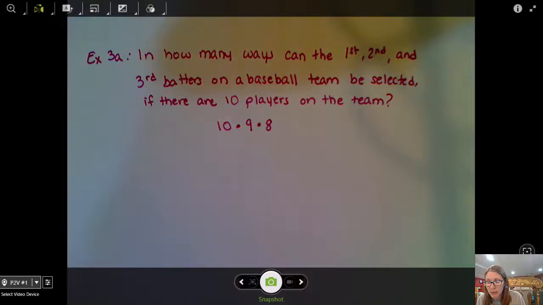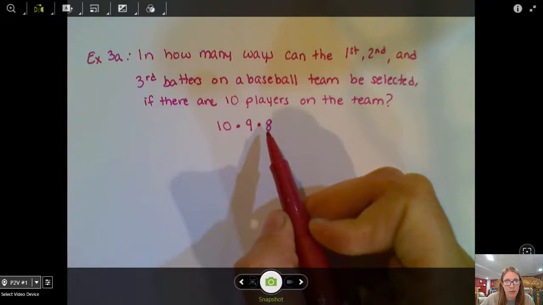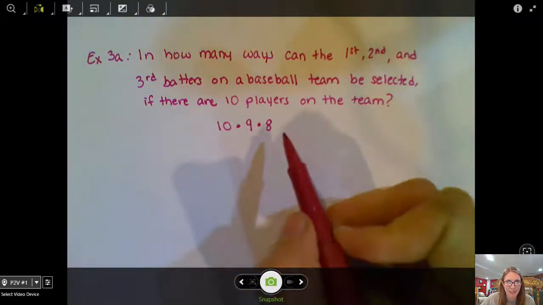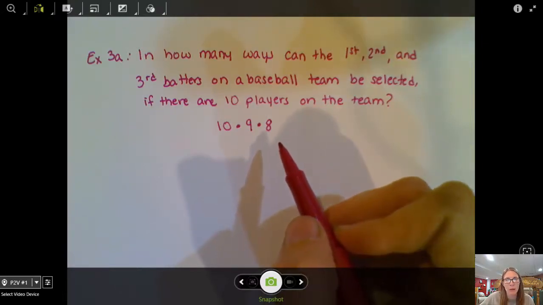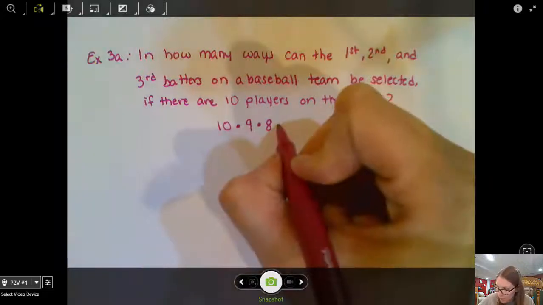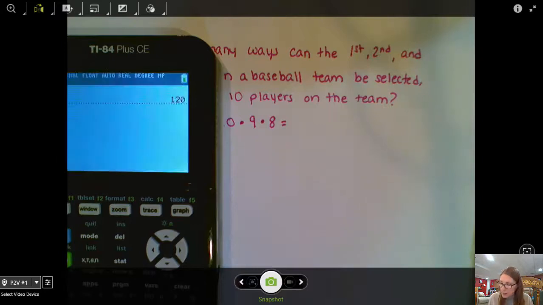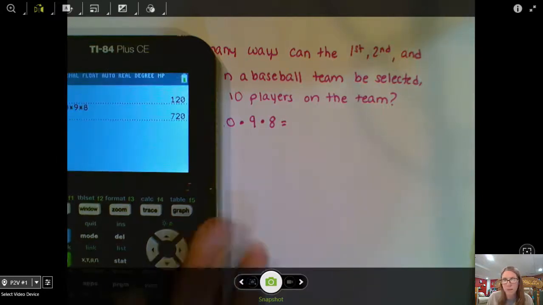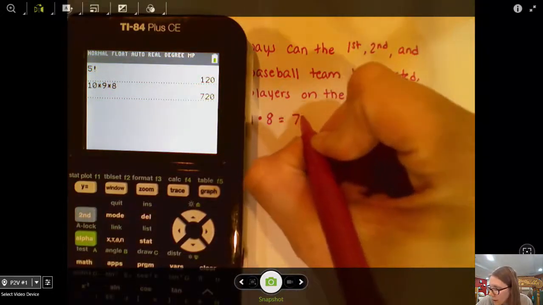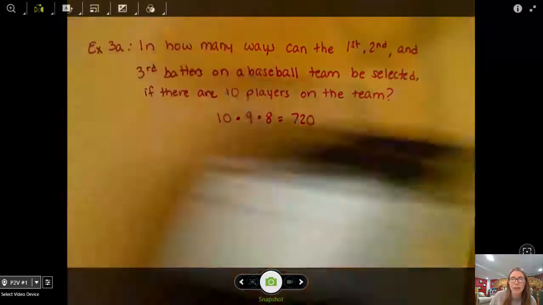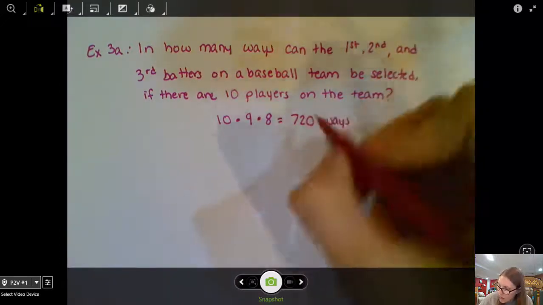So 10 times 9 times 8, this covers my first hitter, my second hitter, my third hitter, and the rest of the players, maybe they don't matter. Maybe we only care about the first 3 outs, our best chance to win. But type this in, 10 times 9 times 8. We have 10 players on the team and we're selecting 3 of them. There are 720 ways that those first, second, and third hitters can be selected.